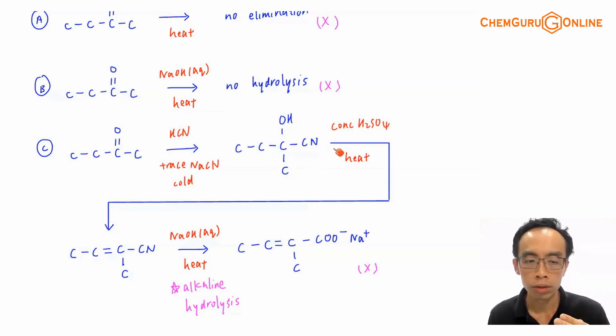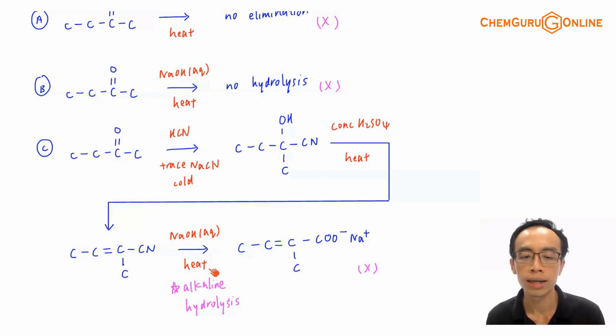Step number 2, concentrated H2SO4 heat. Now concentrated H2SO4, this is an elimination reaction. I can eliminate water and form my alkene functional group. So I have alcohol here, and I have a neighboring hydrogen to this alcohol carbon. I can form a double bond between these two carbons. So it's possible for me to form a double bond between carbon number 2 and 3. Alright, so far so good.